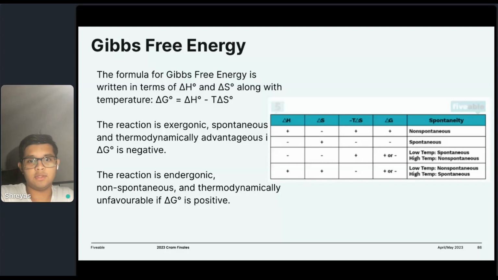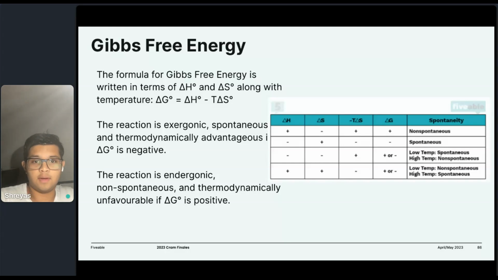With this, we'll be able to know the spontaneity of a reaction. If delta H is positive and delta S is negative, then delta G will be positive, so we can say it's not spontaneous. If delta H is negative and delta S is positive, then delta G will be negative, and then we can say it's spontaneous.